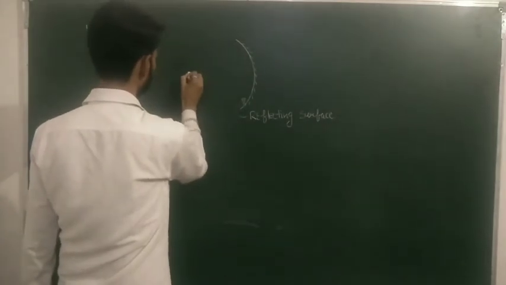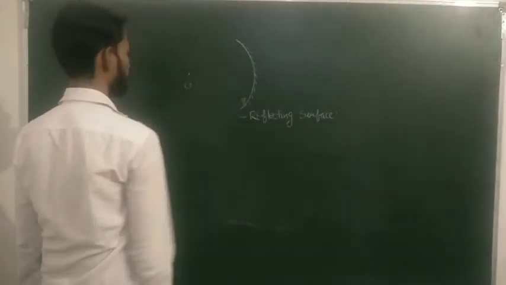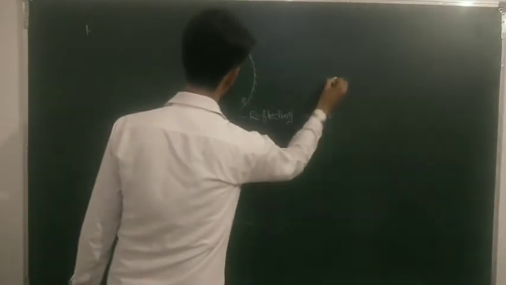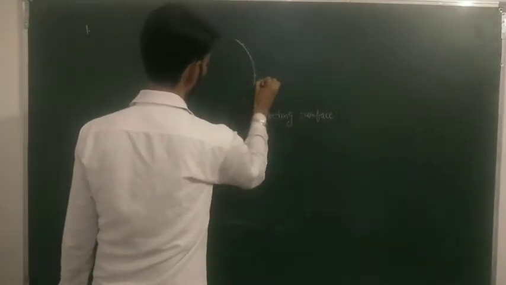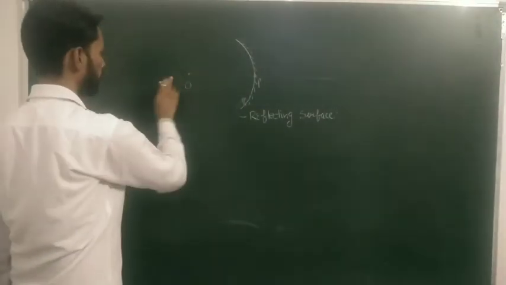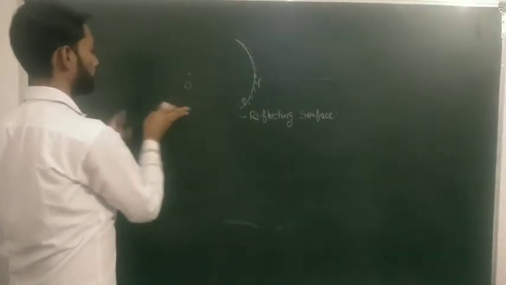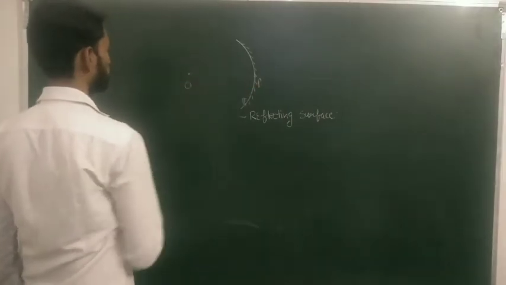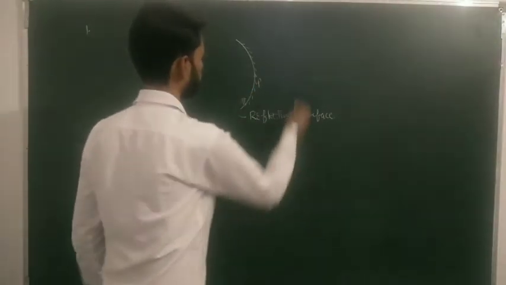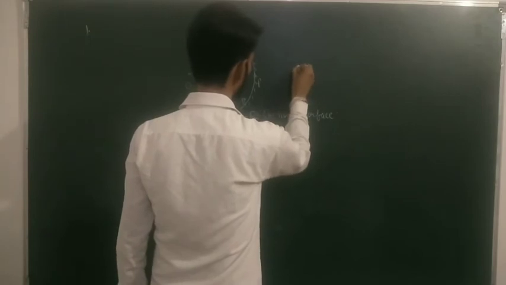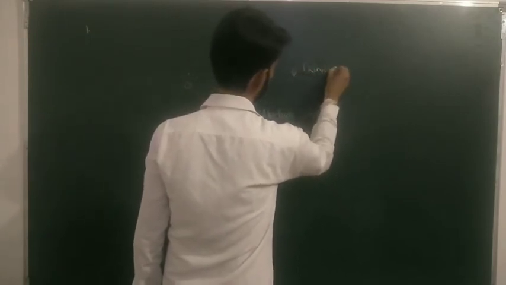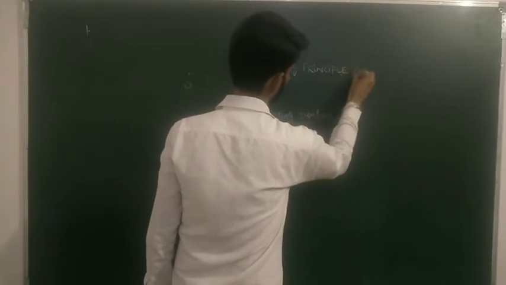Here is the optical center, this is a pole, and the line which goes through point O and P is the principal axis.